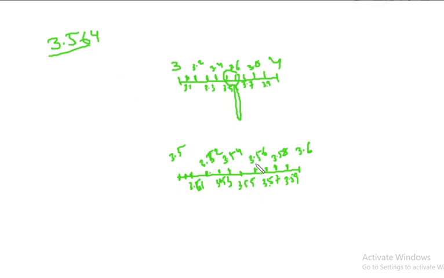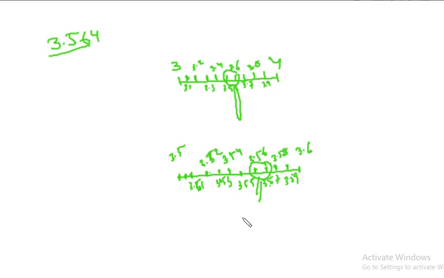Okay, now this number is 3.564. So we'll go 3.5, 3.56, and then we have another digit 4. So it will lie between 3.56 and 3.57. It will lie between these two numbers.